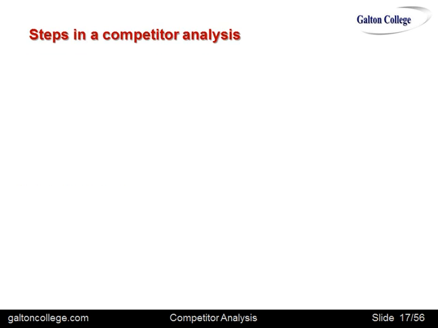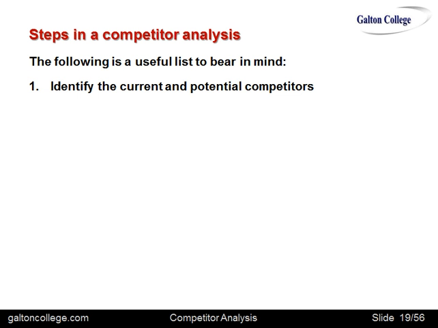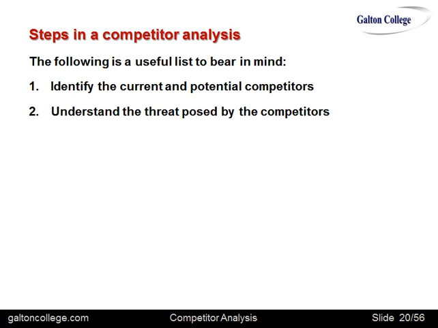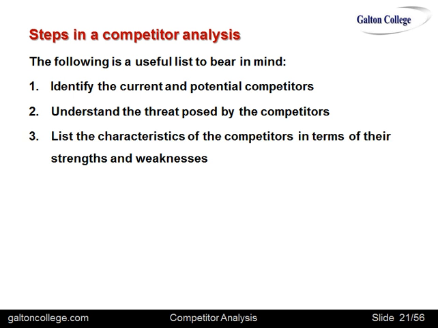Now, the steps in the competitor analysis, well, the following is a useful list to bear in mind. First of all, identify current and potential competitors. It's a fairly obvious one to do in the context of competitor analysis. Secondly, understand the threat posed by the competitors. What exactly are they up to and how do they threaten the business? List the characteristics of the competitors in terms of their strengths and weaknesses.